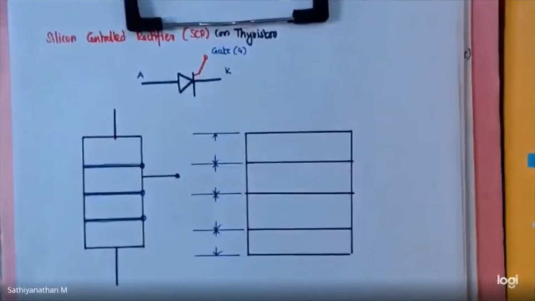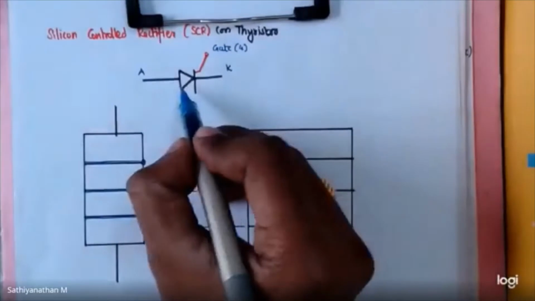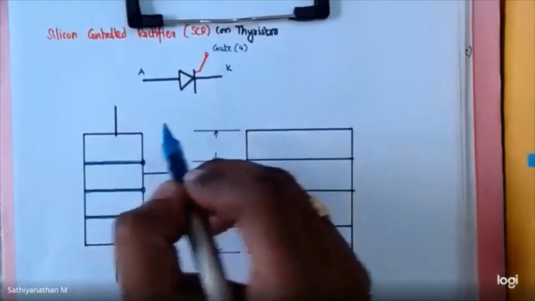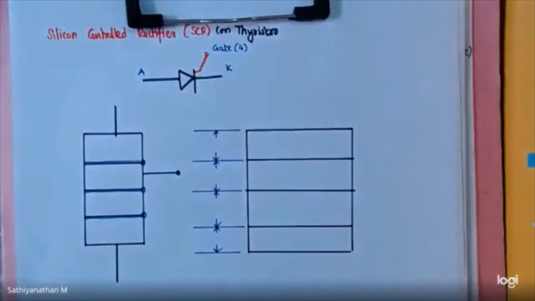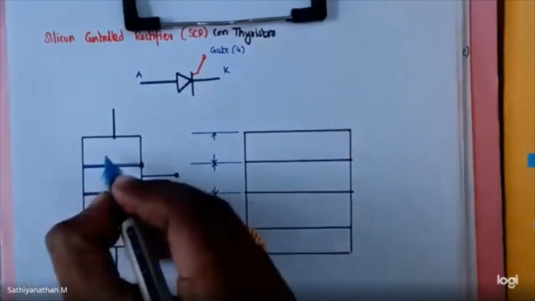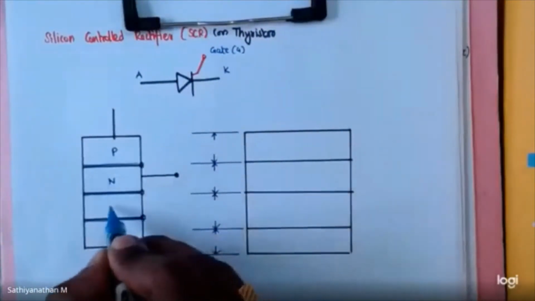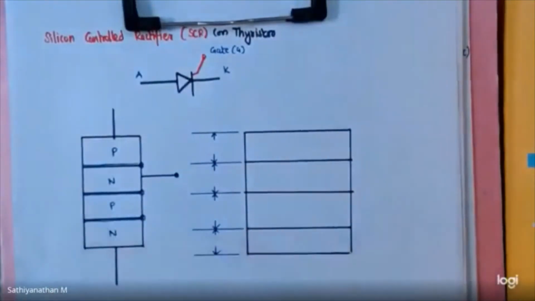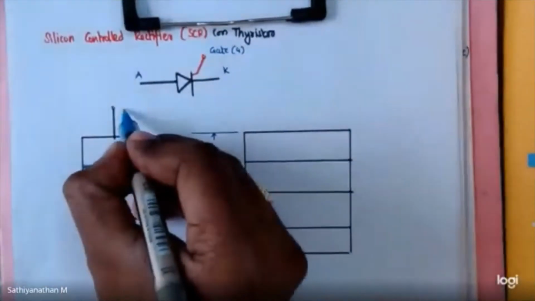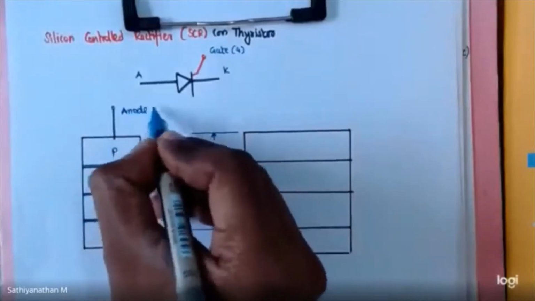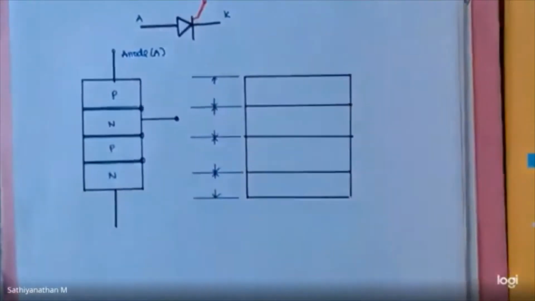A diode has two layers, P and N layer, but in a silicon controlled rectifier there are 4 layers. So it is a 4-layer device. You have PN and PN junctions. This is P, so it is the anode, and this is the cathode.